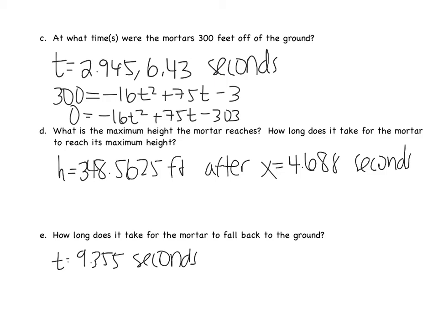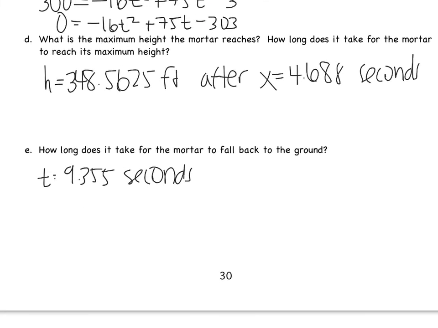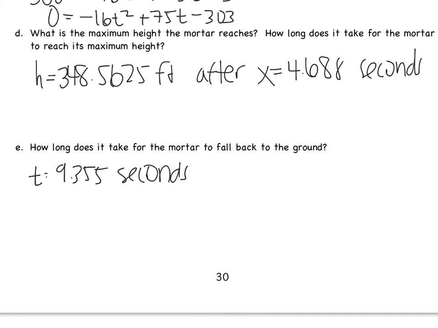So now on to part D. Part D is the one that asks us for the maximum height. Remember we talked about in the previous problem that anytime we're talking about maximum or minimum, we're really just looking for the vertex. This is something that you did at the beginning of the chapter.